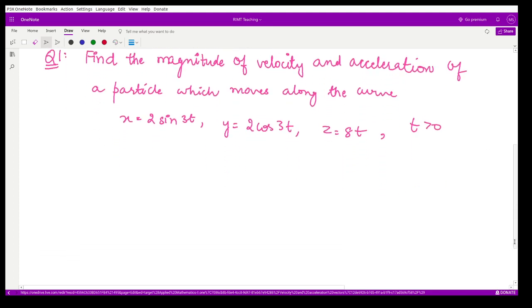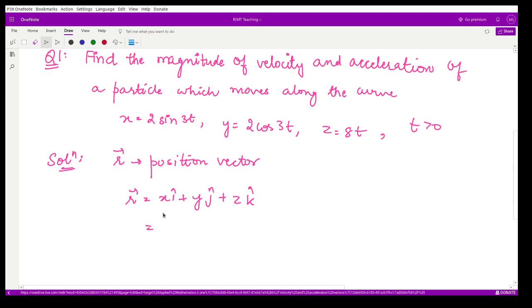So here, this is the position. First of all, we have to construct the position vector. So if this r represents the position vector, you could define this to be equal to x i cap plus y j cap plus z k cap. Now you are given the values of x, that is 2 sine 3t. So this becomes 2 sine 3t i cap, then you have 2 cos 3t j cap, and then you have 8t k cap. This defines your position vector.